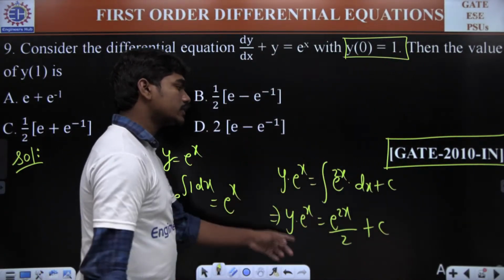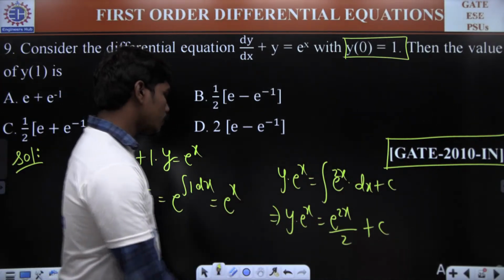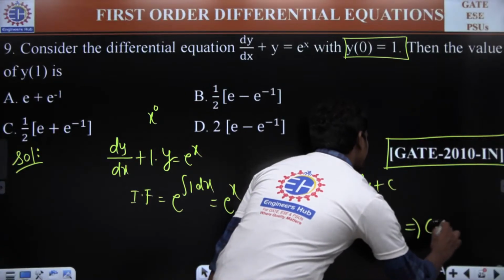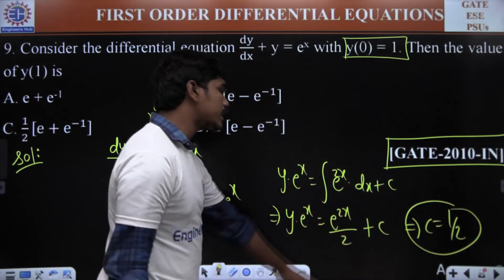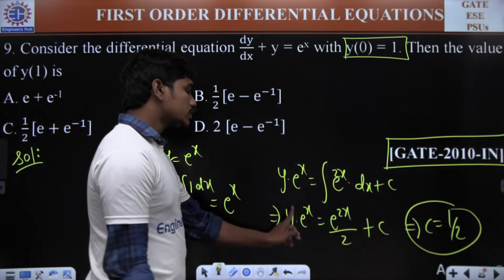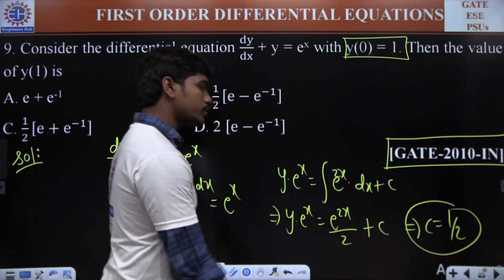So, if you put x is equal to 0 and y is equal to 1 simultaneously here, you will get c as 1 by 2. So this implies c is equal to 1 by 2, when you put x is equal to 0 and y is equal to 1 simultaneously in these equations, correct? Because 1 is equal to 1 by 2 plus c. So, c should be 1 by 2.